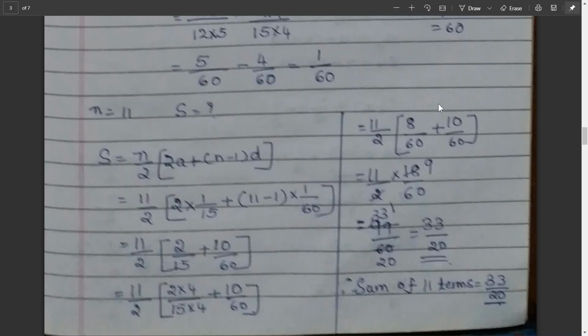After simplifying the numbers within the bracket, we have to put the multiplication sign, and simplify if it is possible. The sum up to 11 terms, after simplifying, you got 33 by 20.